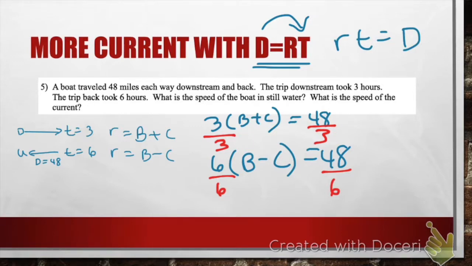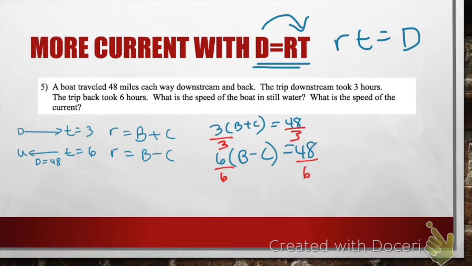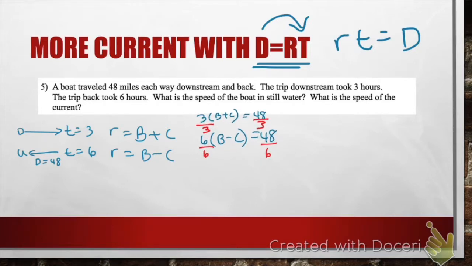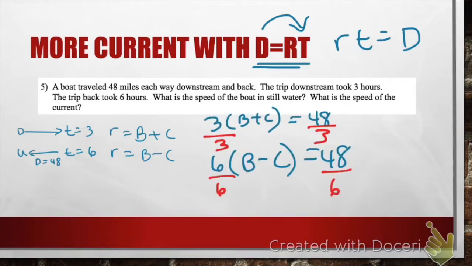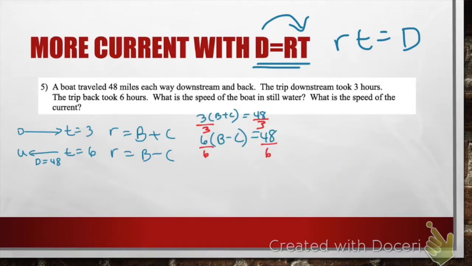The good thing about it is that 3 goes into 48 very nicely with no fraction, and 6 goes into 48 the same way. So we're coming over here. I'm going to do that downstream equation again. We're going to get b plus c, and we're going to divide that 48 by 3, and we're going to get 16.